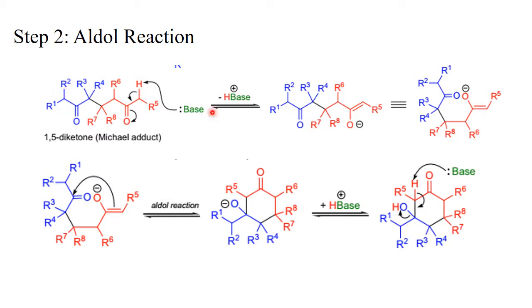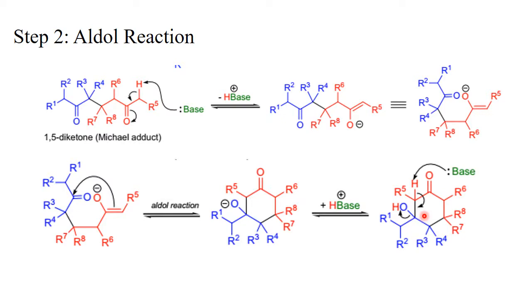In the Michael addition, the enolate is added across the double bond of alpha beta unsaturated carbonyl compound. But here in the Aldol reaction, the enolate is attacking at the carbonyl carbon. There is no alpha beta unsaturated carbonyl compound. The enolate in Aldol reaction is not attacking at a beta carbon, but it will attack at the carbonyl carbon and the product will be the hydroxy ketone. See over here.